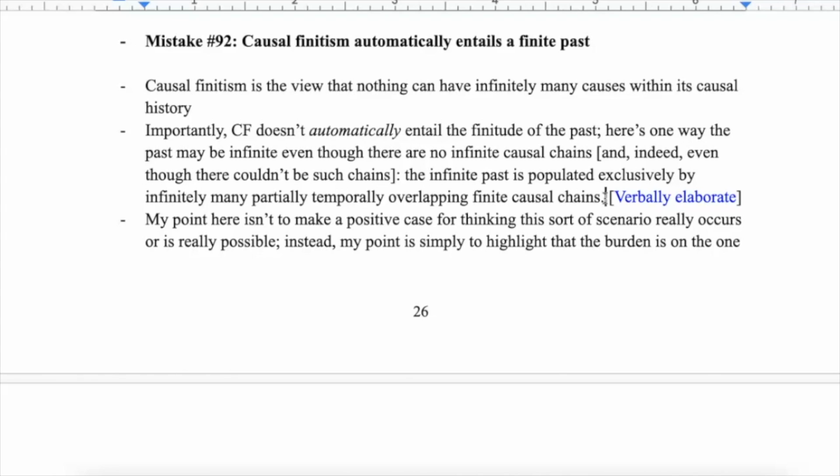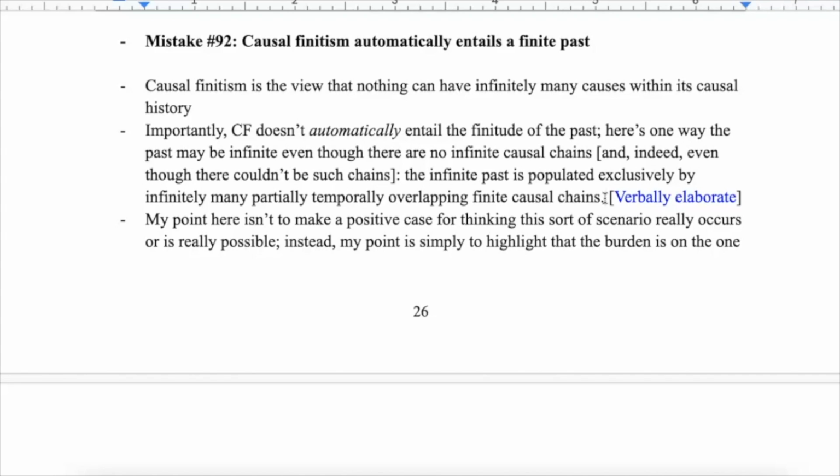So one of them occurs for 10 seconds, and then another one starts halfway through that one, right? And then another one starts halfway through that one, and then another one starts halfway through that one, and so on. And just imagine that this has been going on throughout the entirety of an infinite past. Well, in that case, the past would be infinite, right, because we have infinitely many finitely long causal chains which are partially overlapping, but which still are stretching out infinitely into the past, and yet each such chain only has finitely many members.